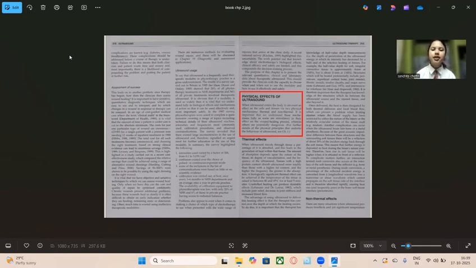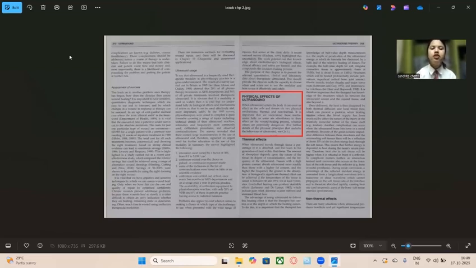As the temperature rises, it leads to increased blood flow, reduced muscle spasm, and greater tissue extensibility, which means the soft tissues like muscles, tendons, and ligaments become more flexible. This effect is especially useful in chronic conditions, for example, to prepare tissue before stretching or mobilization, or to relieve pain and stiffness.